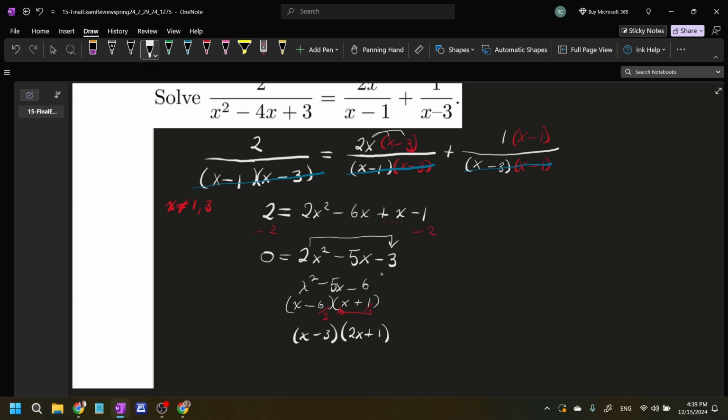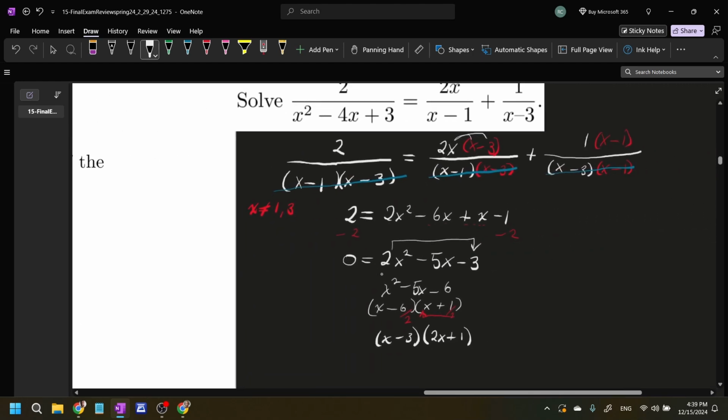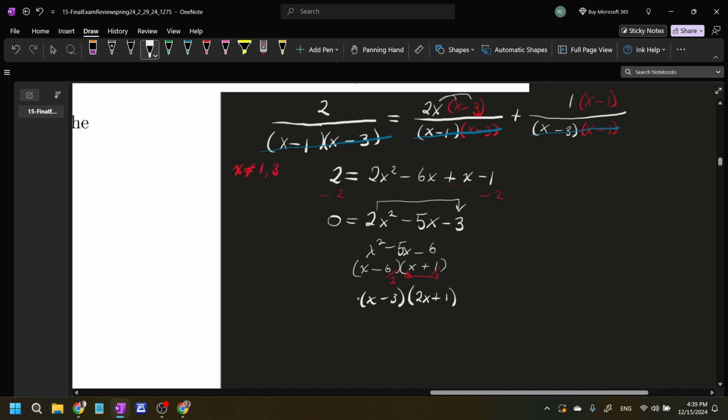Okay, so the question asked us to solve. So we need to remember that this is equal to 0. So that means our solution is x equals 3 by setting this term equal to 0, and then x equals negative 1/2 by setting this term equal to 0. I'll actually do that one.